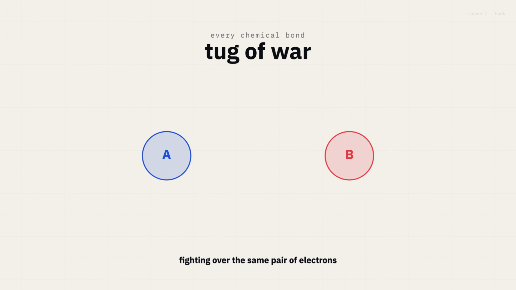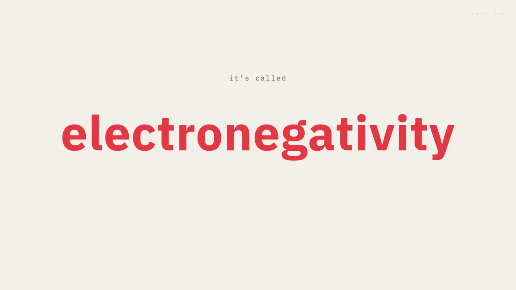Every chemical bond is a tug of war between two atoms, fighting over the same pair of electrons. And there's one number that tells you who wins. It's called electronegativity. And once you understand it, you can predict almost any bond on the periodic table.